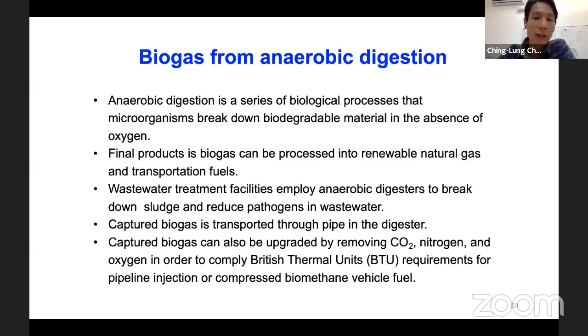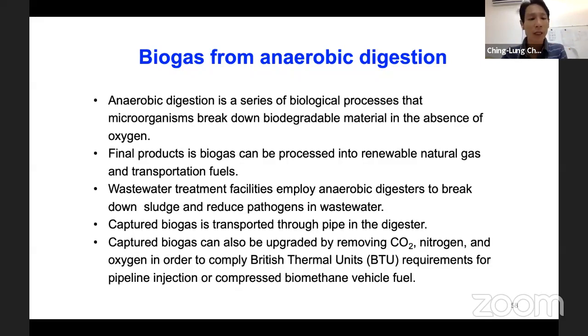And then anaerobic digestion is a series of biological treatment processes in which microorganisms break down the biodegradable material in the absence of oxygen. So the final product is biogas, which can be processed into renewable natural gas and transportation fuel. So it means during wastewater treatment, when we treat the wastewater, sometimes it will form biogas. So we can collect the biogas and try to convert it into electricity.